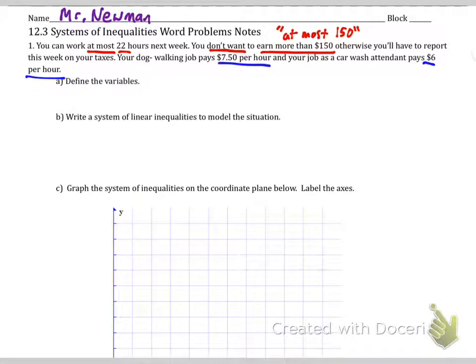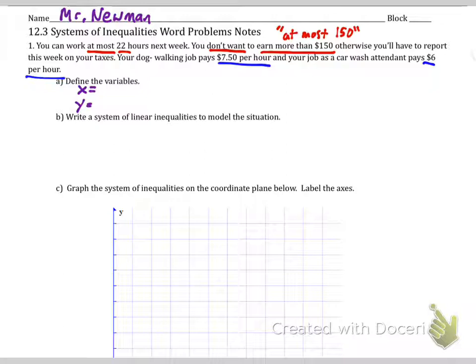That means our variables must be the number of hours walking the dog and the number of hours working as a car wash attendant. Now, instead of using D and C as our variables, I would recommend using X and Y. The reason for that is because, as you're going to see in a second, linear inequalities always have to be graphed. They always have to be graphed because there's an infinite number of correct solutions, and you can't show all those solutions just by writing a few numbers down. You have to show them in a graph.